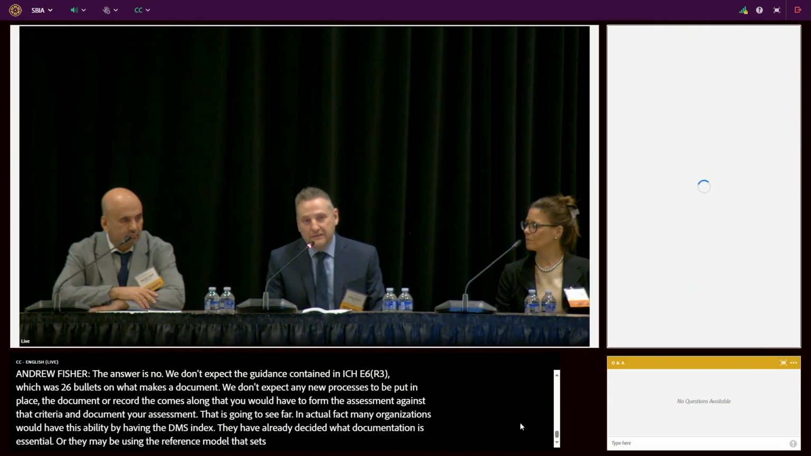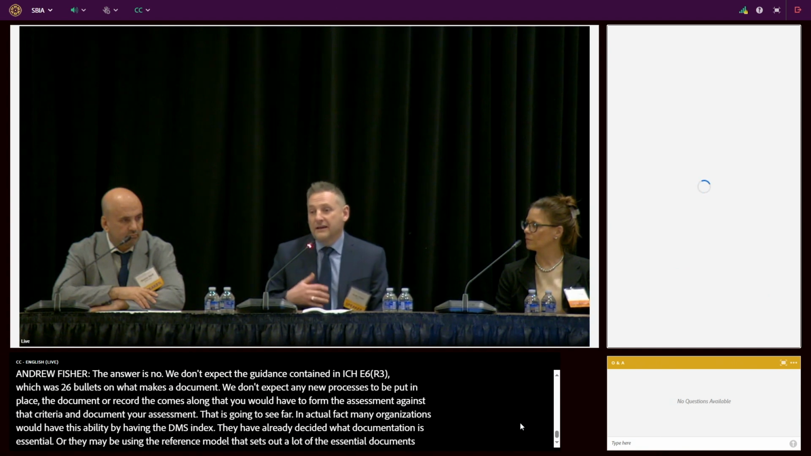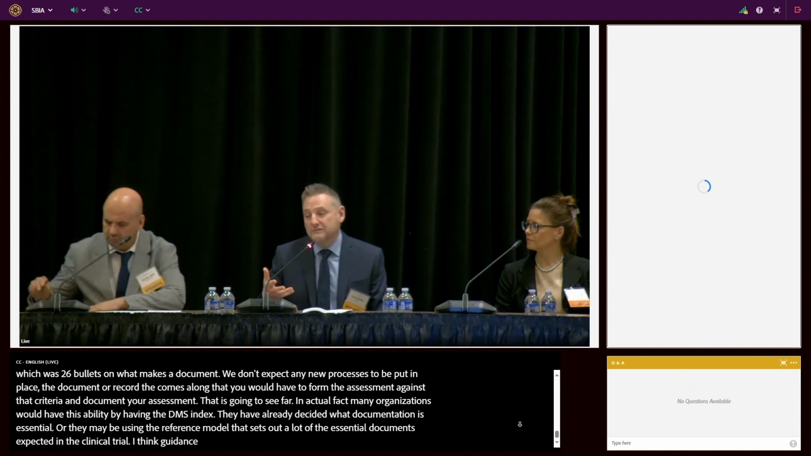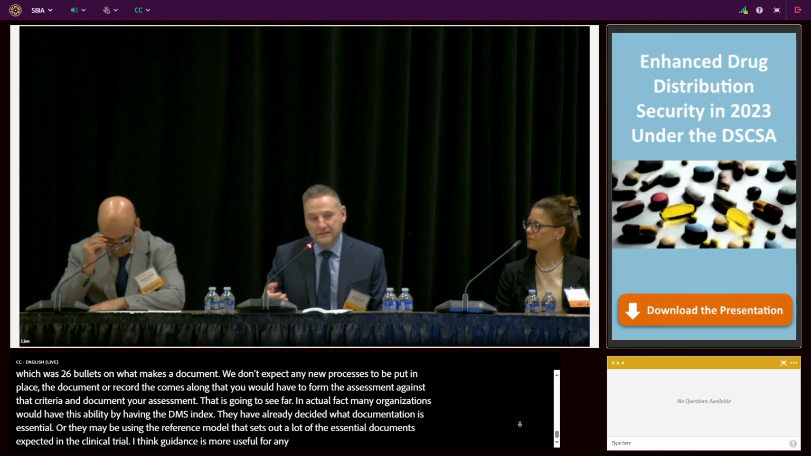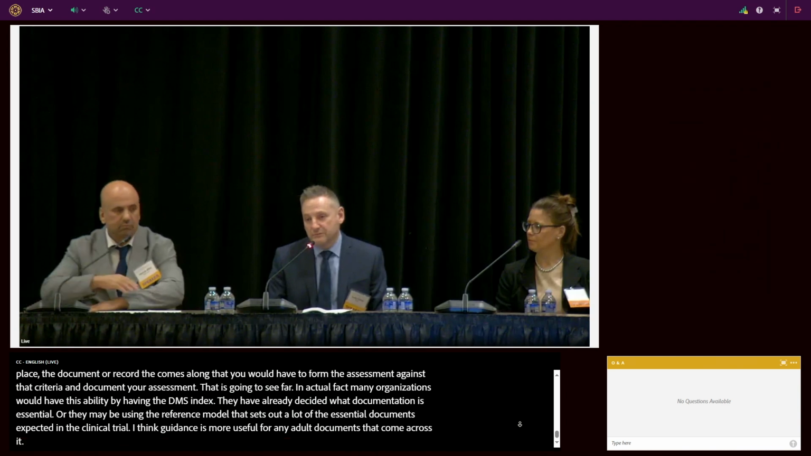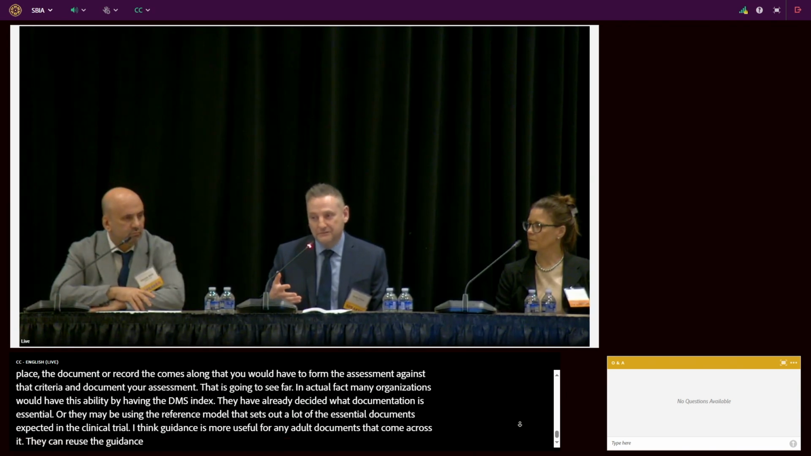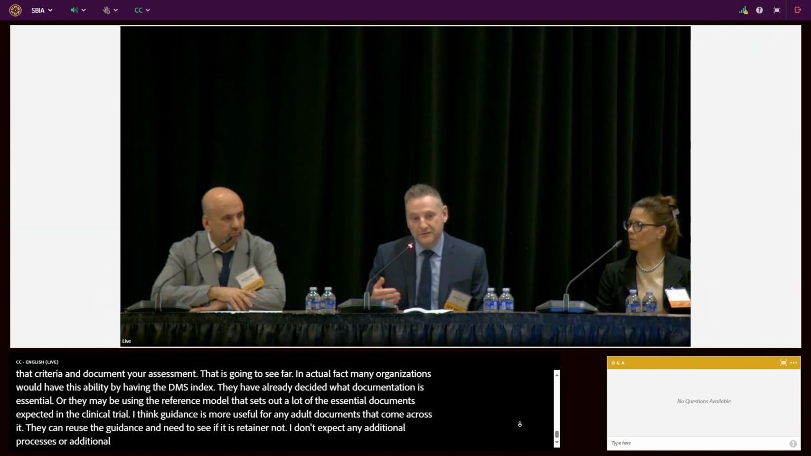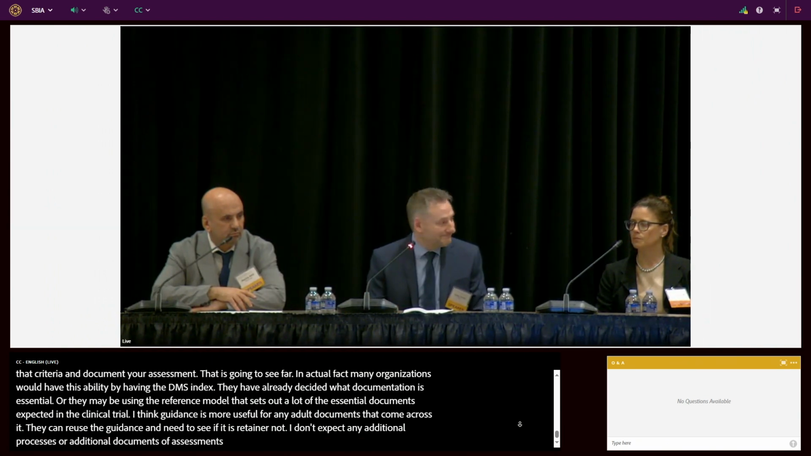I think the guidance is more useful for any ad hoc documents that come across that are unexpected, and you can just use the guidance to decide whether you need it to be retained or not. So I wouldn't expect any additional processes or additional documentation of assessment of essentiality. It's guidance to just help you decide what goes into your trial master file.